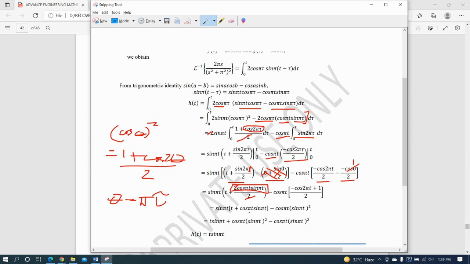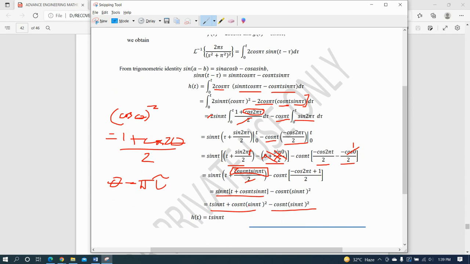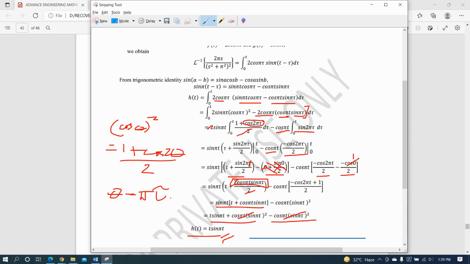And then, simplifying further, you now have t sin pi t plus cosine pi t sin squared pi t. So, sinimplify ko lang to. Ito yung result. Okay? And then, minus ito as it is. And then, kung mapapansin nyo, mag-cancel out. Di ba? And then the result now is t sine pi t. Okay? So that's it for the last example using the convolution theorem.